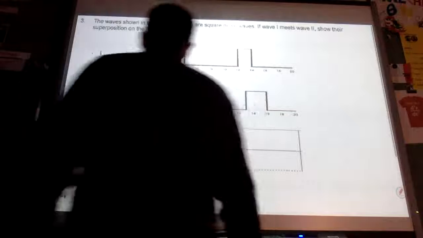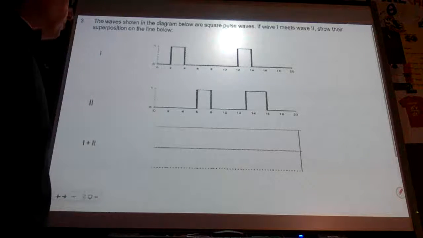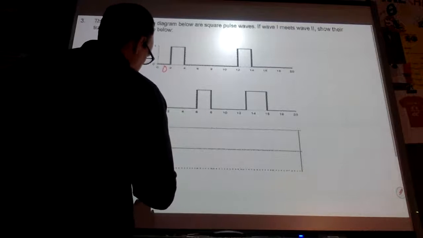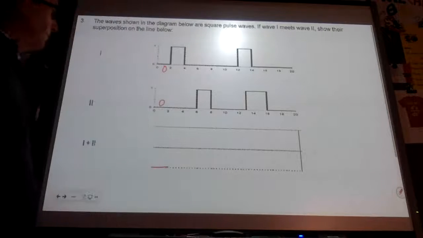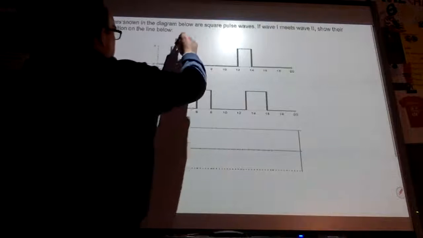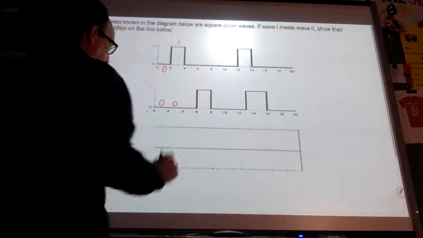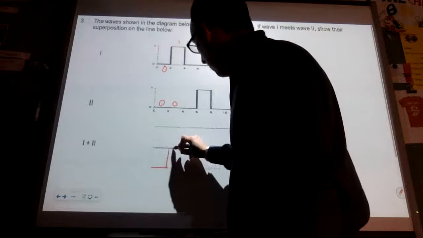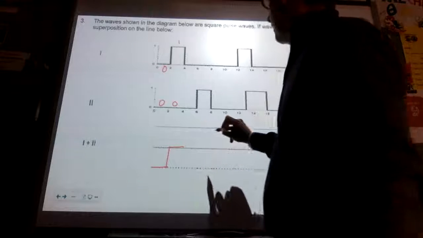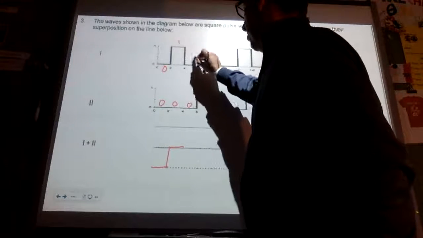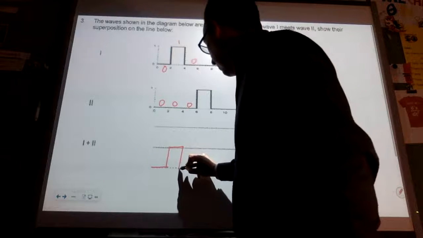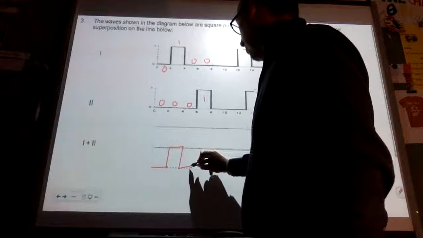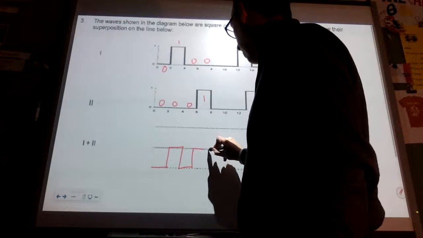We'll look at our increments. From 0 to 2, this is 0, this is 0. I'm going to have a line from 0 to 2 at 0. From 2 to 4, this is at 1, this is at 0. I'm going to have a line at 1 from 2 to 4. From 4 to 6, this is at 0, that's at 0. I'm going to be back down to 0 for 2. From 6 to 8, this is at 1, this is at 0. I'm back up to 1.